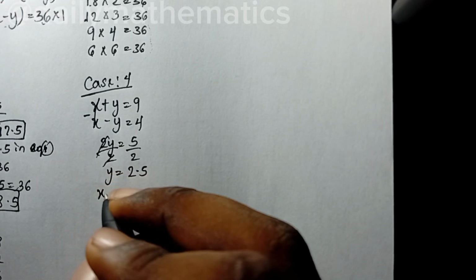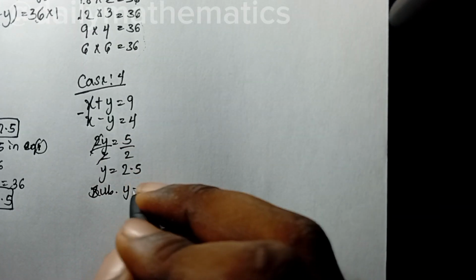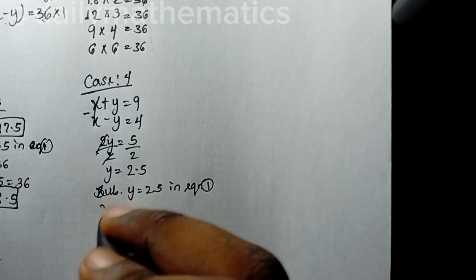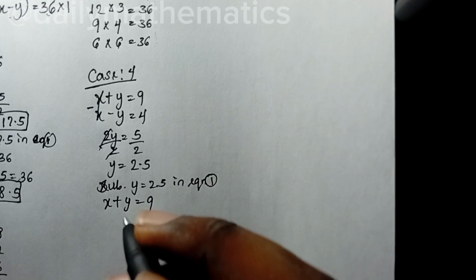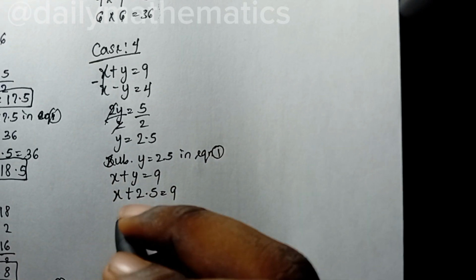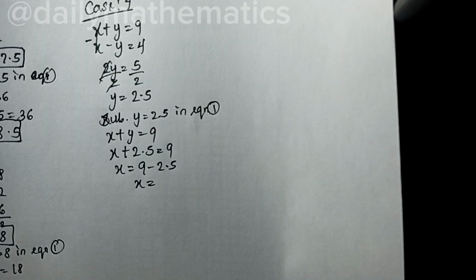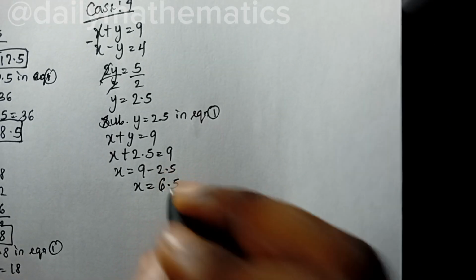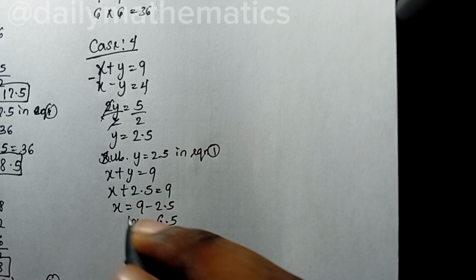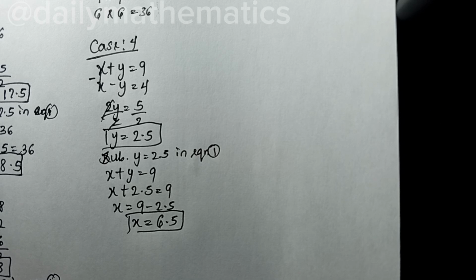And then we have x. We'll substitute y equals 2.5 in equation 1. So we have x plus y equals 9 in equation 1. So we substitute, we have x plus 2.5 equals 9. Therefore x equals 9 minus 2.5. X equals 6.5. So for case 4, we have 6.5 as the value of x, and 2.5 as the value of y.